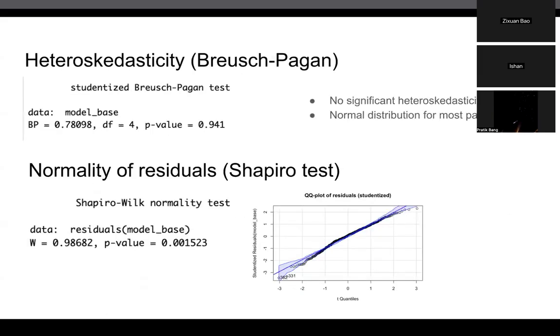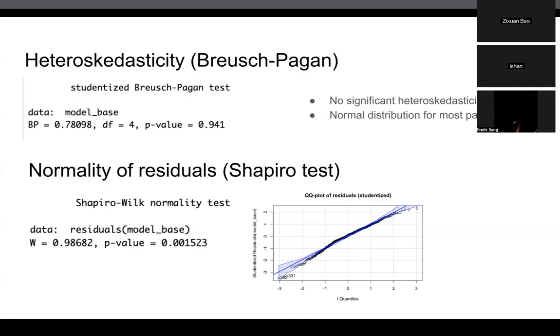And to detect heteroscedasticity issues, we conducted the BP test. The p-value is 0.95, which is greater than 0.05. It shows that there are no significant heteroscedasticity issues in this model.